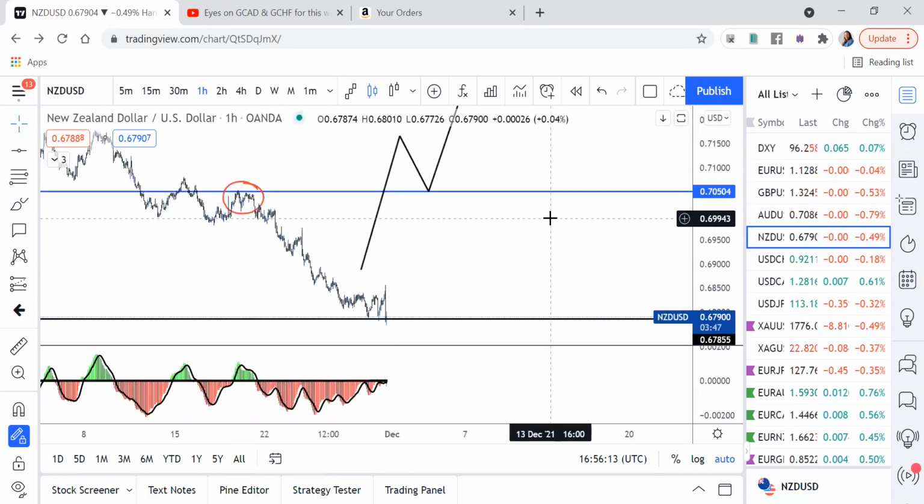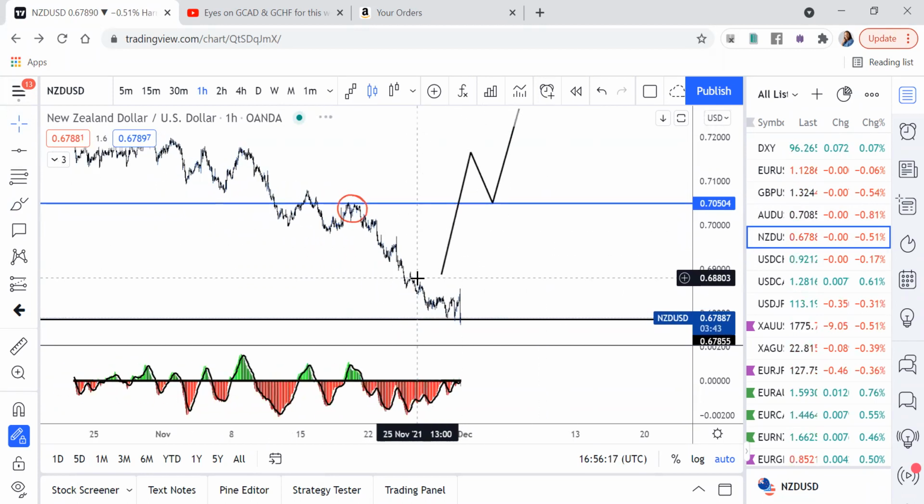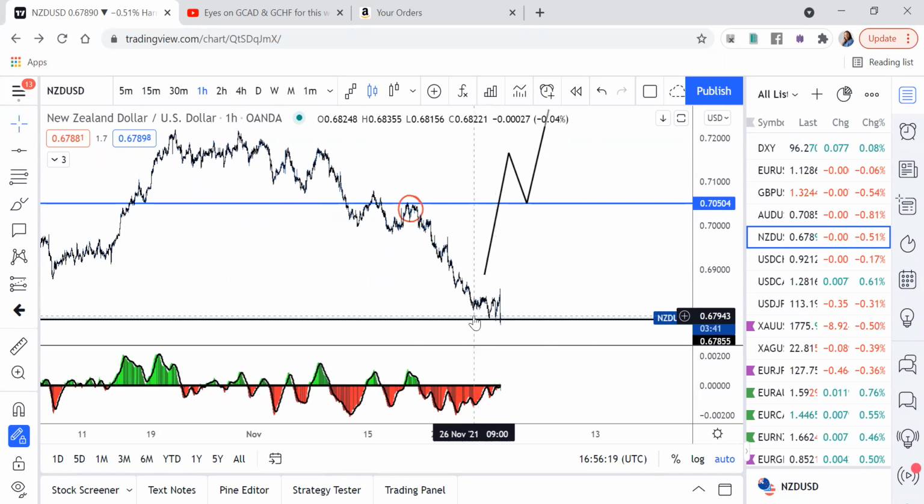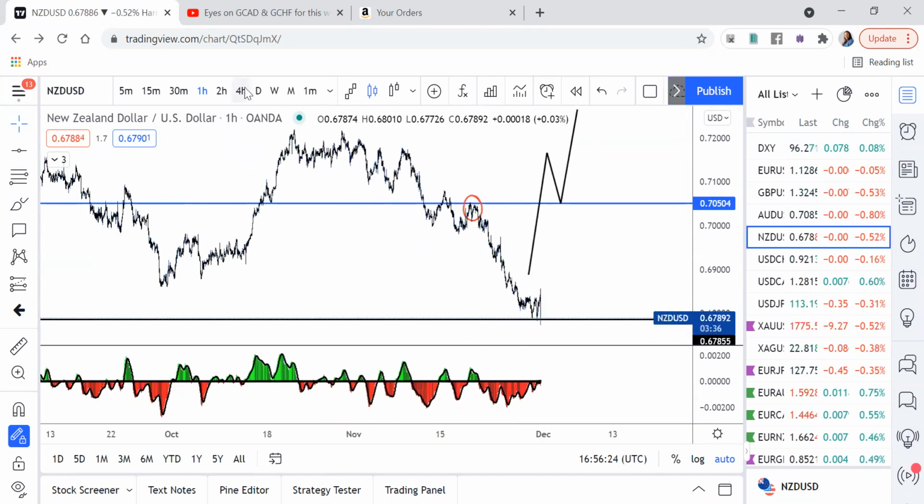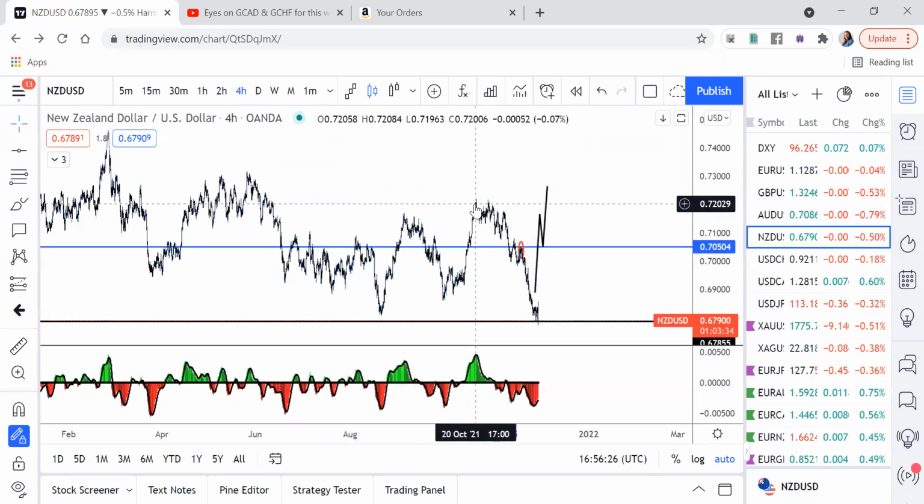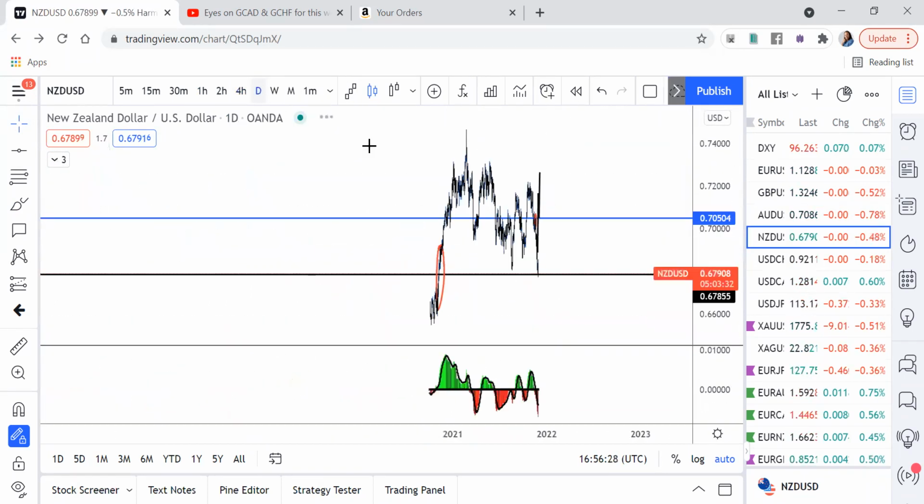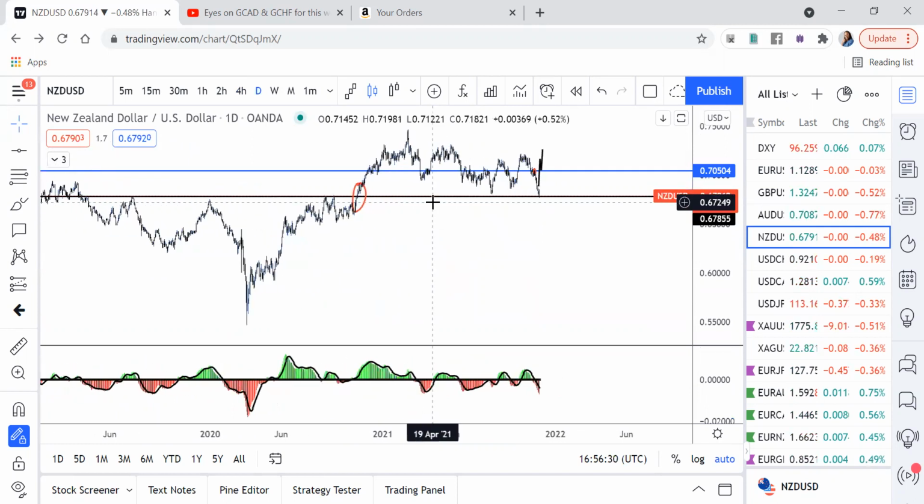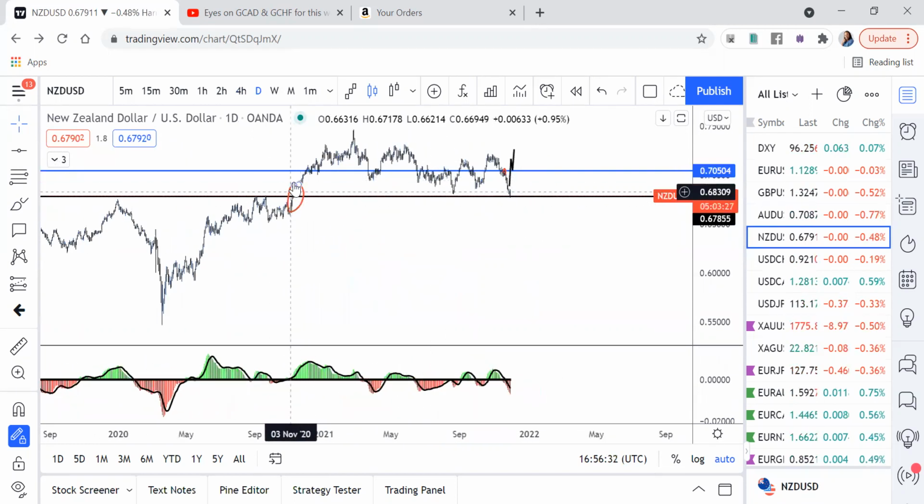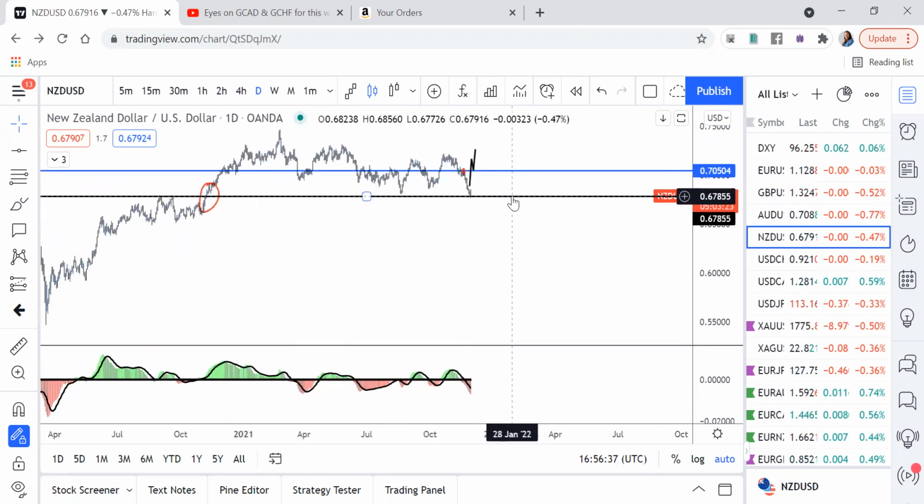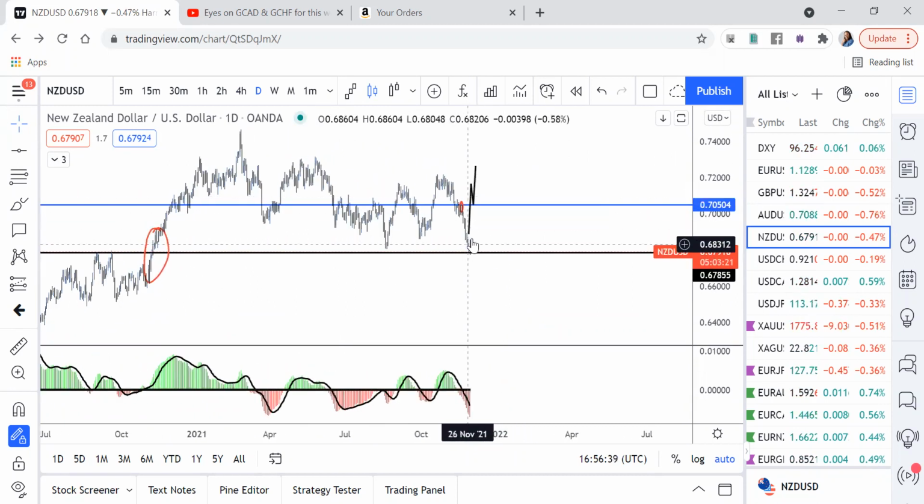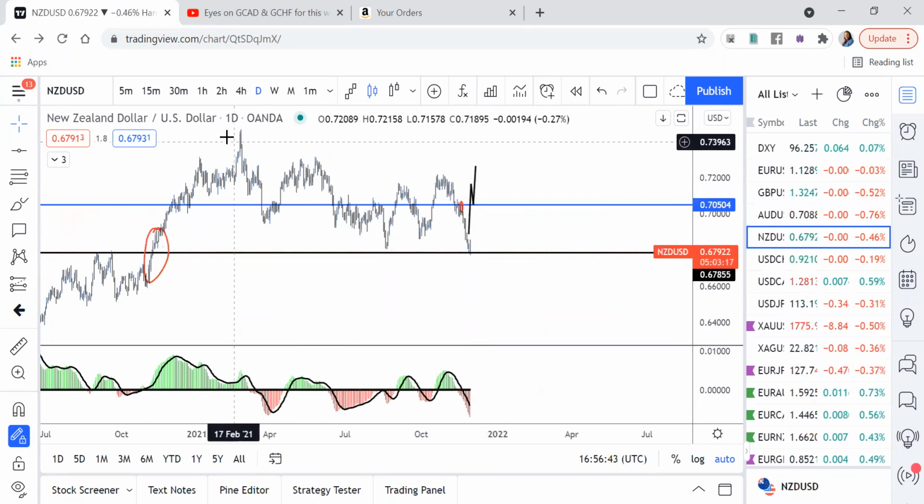NZDUSD, similar situation here. I did mention on Sunday that NZDUSD was close to this zone here. It was a daily retest. We had a breakout here, price came around and gave us a retest. And I told you guys at that point that price was very close to structure, so I wouldn't do anything with NZDUSD right now, right?